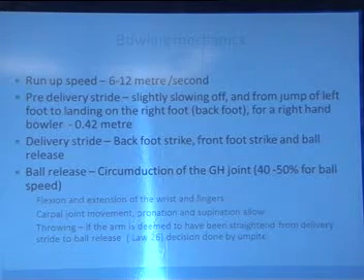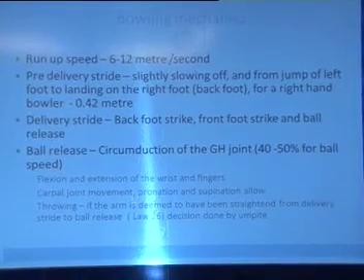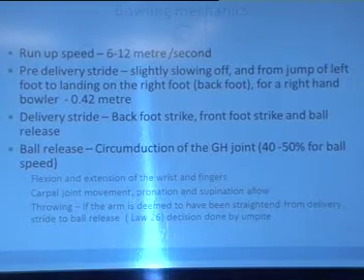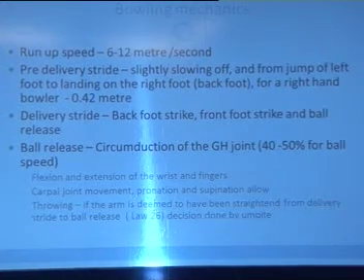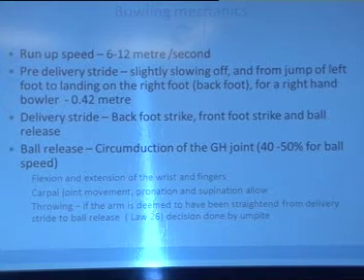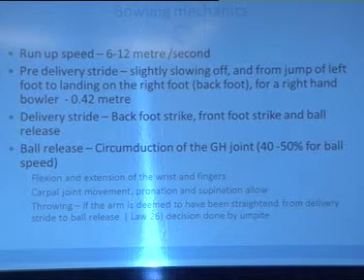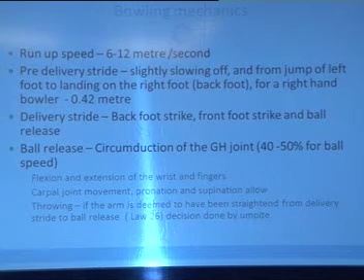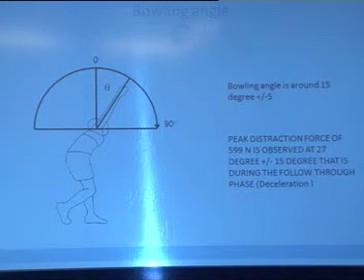Ball release occurs only by circumduction of the shoulder joint, the glenohumeral joint, where 40 to 50% of ball speed is delivered by circumduction only. And some flexion and extension of the wrist occurs, along with carpal joint movement. And in throwing, if the arm is deemed to have been extended with a bent elbow, then they can be called illegal, and it counts as almost a foul, basically, and the decision is normally made by the umpire.